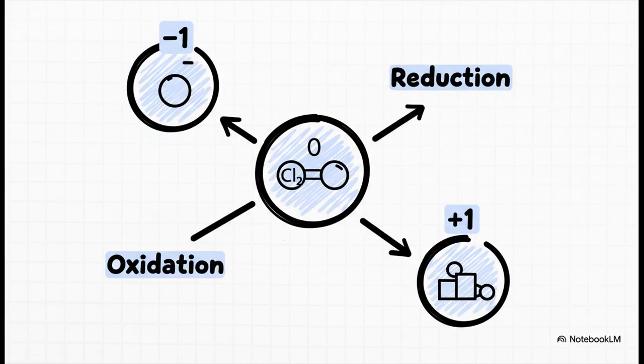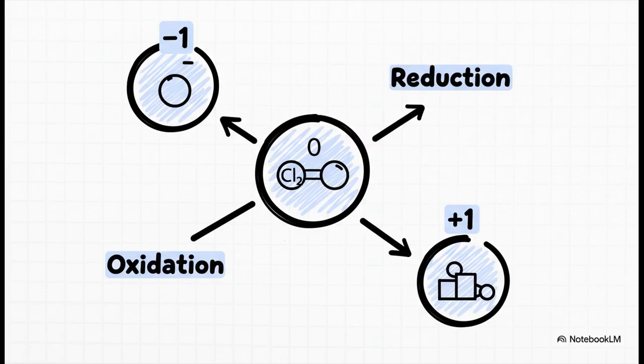A classic example is when you bubble chlorine gas through cold sodium hydroxide. All the chlorine atoms start with an oxidation number of 0. But look at the products. Some of those chlorine atoms have been reduced, ending up with a score of -1. At the same time, other chlorine atoms have been oxidized, ending up with a score of +1. The same element, taking two completely different paths.